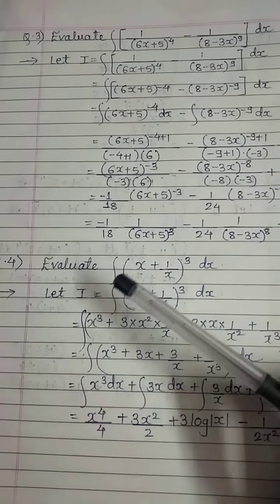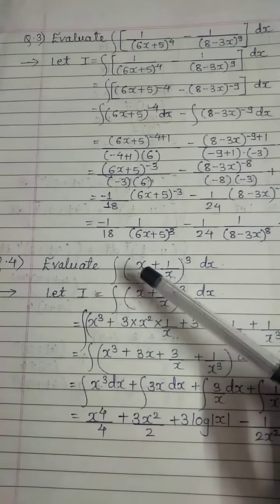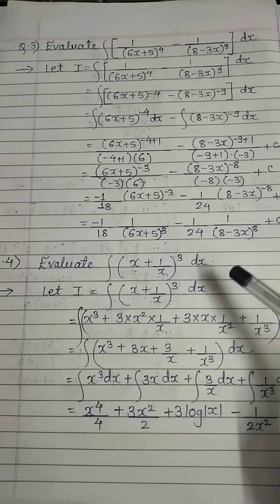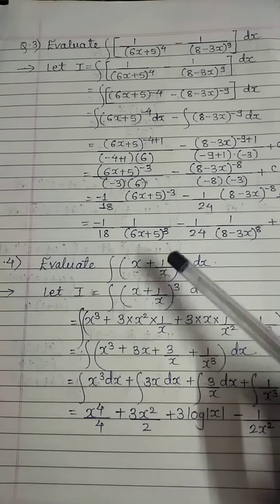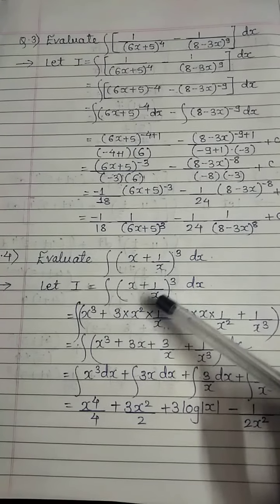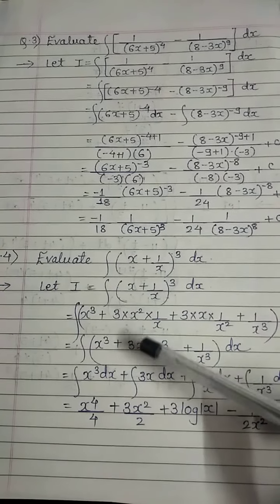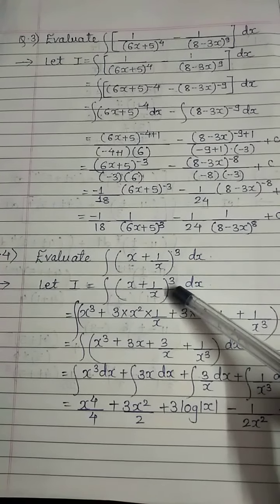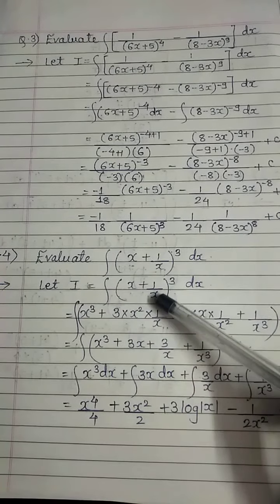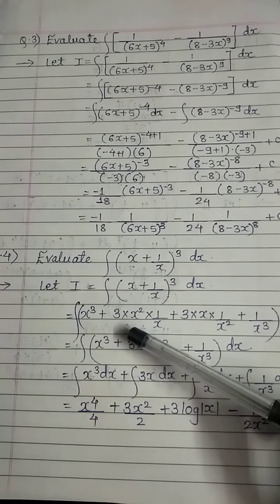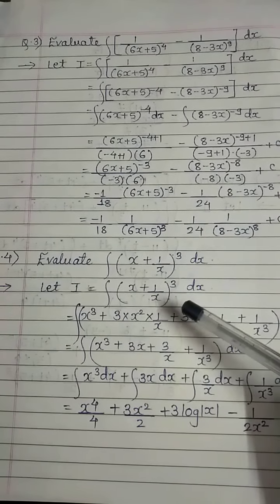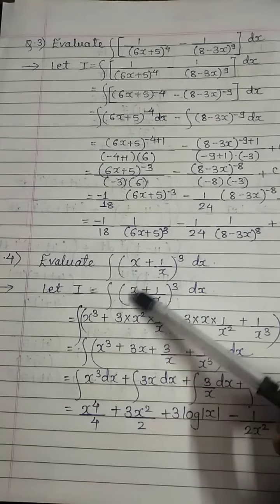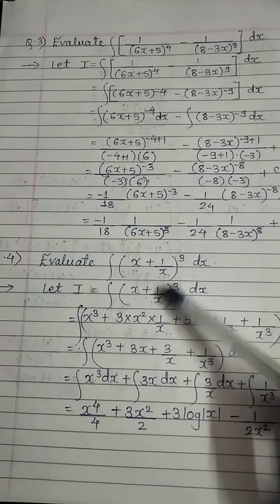Now 4. Evaluate integration of (x plus 1 upon x) bracket raised to 3 dx. Now we will consider the given term as I, and we know that here we can apply the formula of (a plus b) the bracket cube, and the formula of (a plus b) the bracket cube is a cube plus 3a square b plus 3ab square plus b cube. So we will consider this x as a and 1 upon x as b.